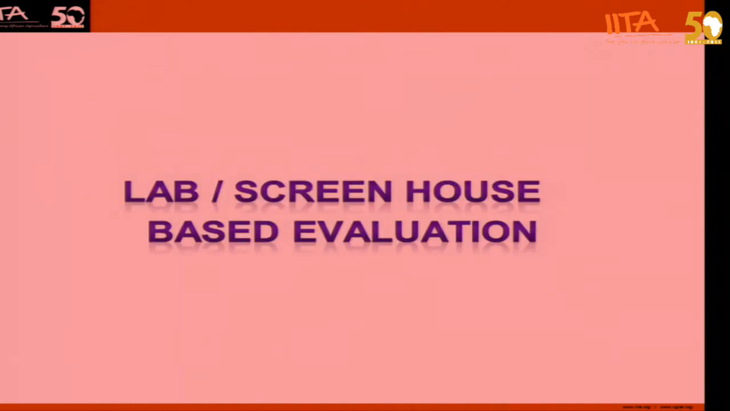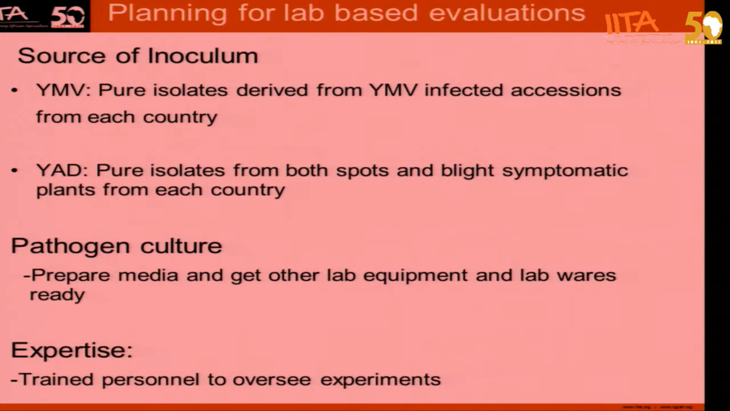So I'm going to talk about the lab or the screenhouse-based evaluations now. When you are planning for your lab-based evaluations, you have to consider the source of your inoculum. You need to have pure isolates derived from YMV-infected accessions from each country. Why we are doing this is that we don't want to exchange diseases between the countries, so each country must isolate their own pathogen. And then we need pure isolates for the yam anthracnose causative organism, which is Colletotrichum gloeosporioides, from both materials having the spot and the blight symptoms from each country.